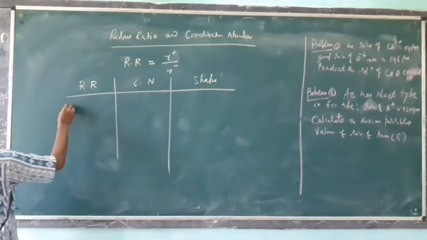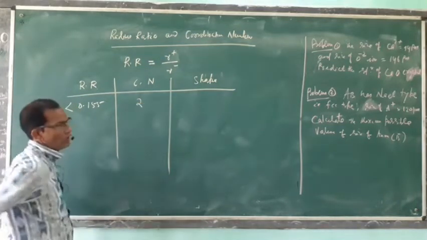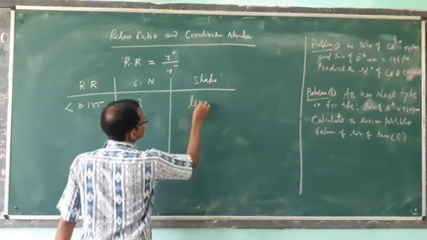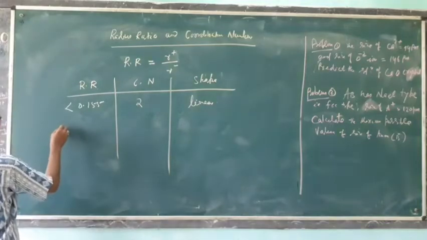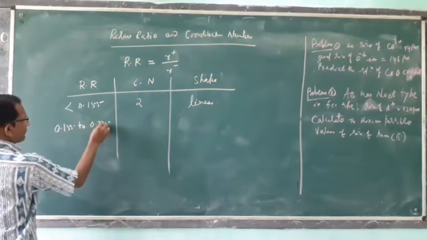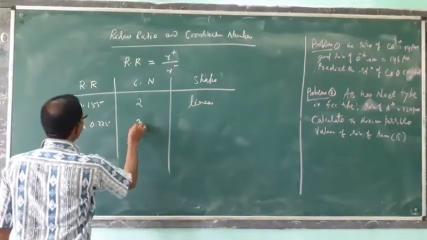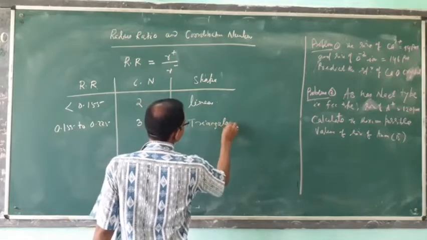If the radius ratio is less than 0.155, the coordination number will be maximum 2. The shape is linear, either horizontal or vertical. If it lies between 0.155 to 0.225, the coordination number will be 3 and the shape is triangular.